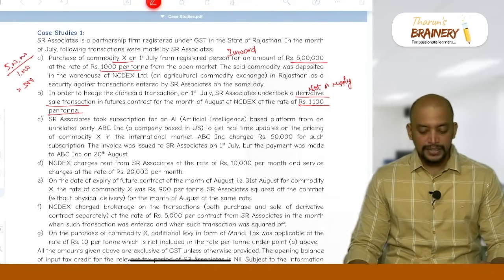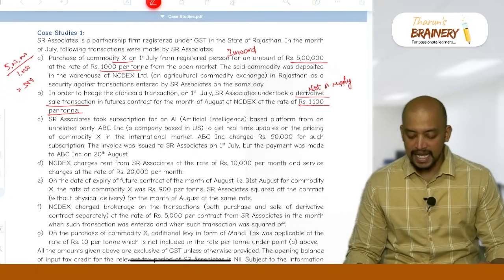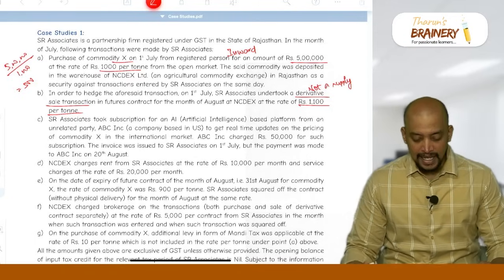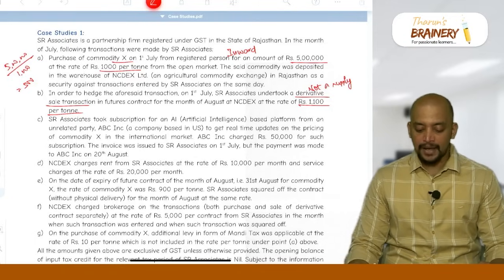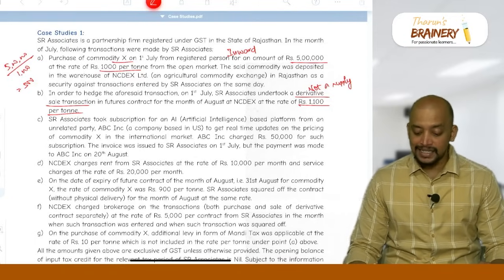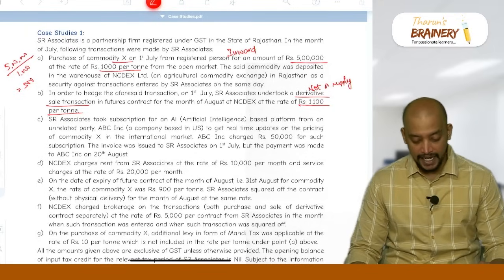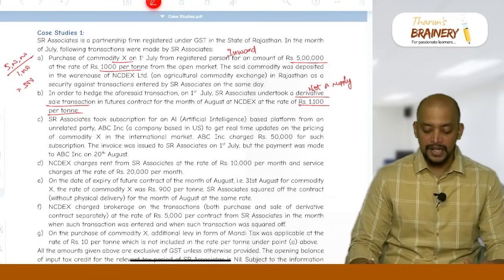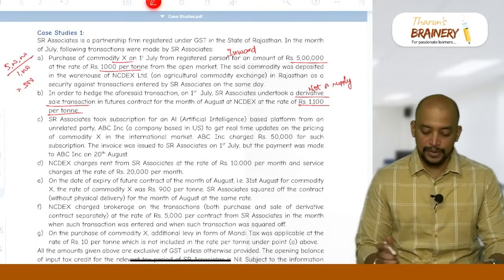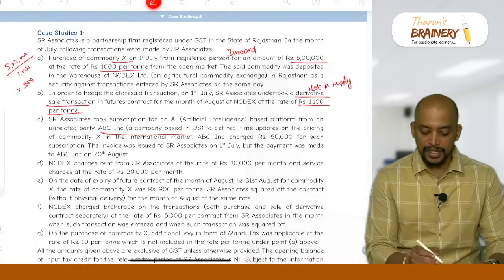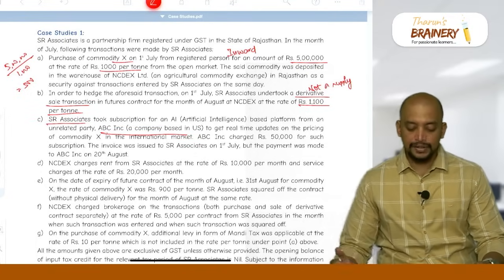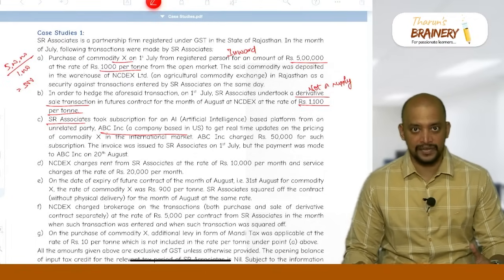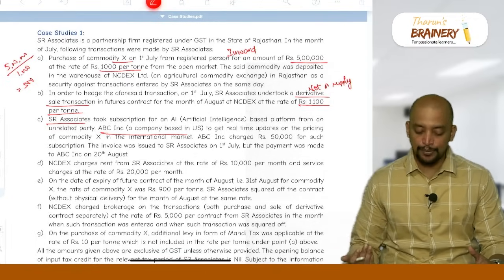SR Associates took a subscription for an AI, artificial intelligence based platform, from an unrelated party, ABC Incorporation, a company based in the US, to get real time updates on the pricing of commodity X in the international market. So it's an import of service. Where is the supplier located? The supplier is located outside India. Where is the recipient located? SR Associates, in India. This is an artificial intelligence based platform, basically like OIDAR services, and the place of supply is in India. So it's an import of service.